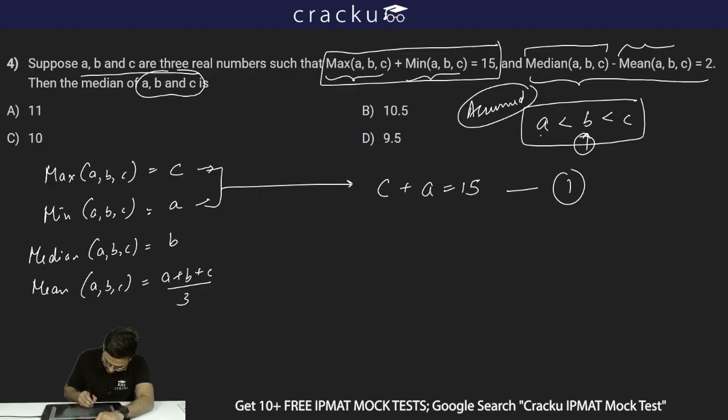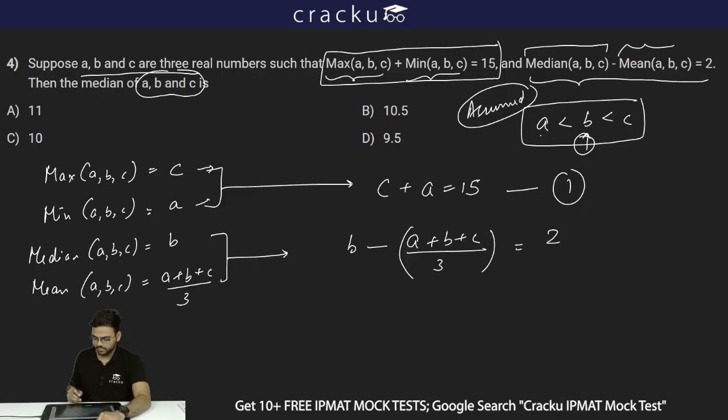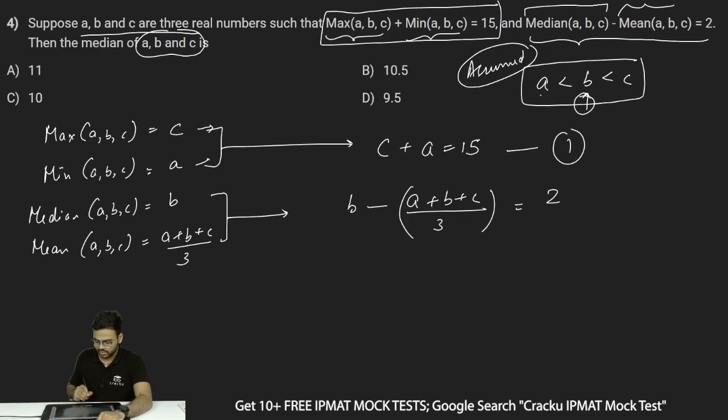Now further it is given that median of A, B, C minus mean of A, B, C will be 2. So if I use these two values, B minus (A plus B plus C) by 3 is equal to 2. Median minus mean is equal to 2. Now if I further simplify this equation, taking the LCM here, this will be 3B minus (A plus B plus C), and this 3 will go to the right hand side because I have taken the full LCM.